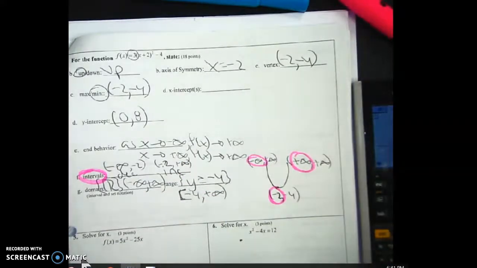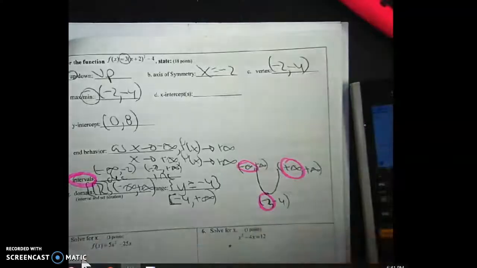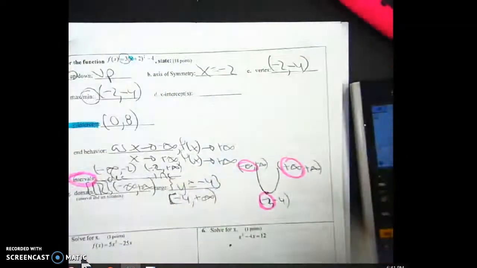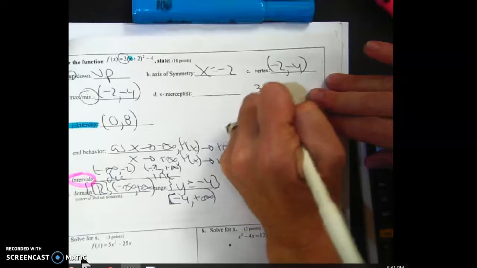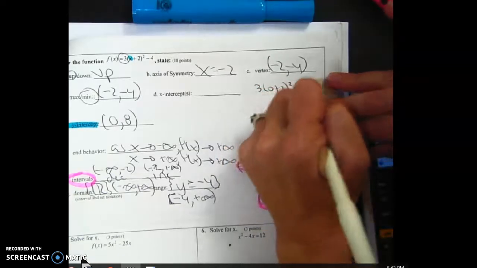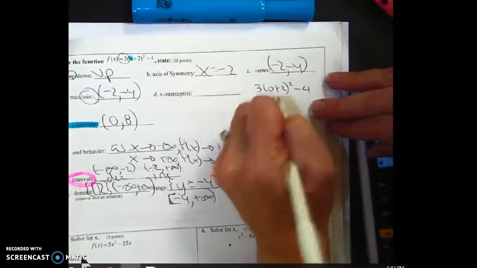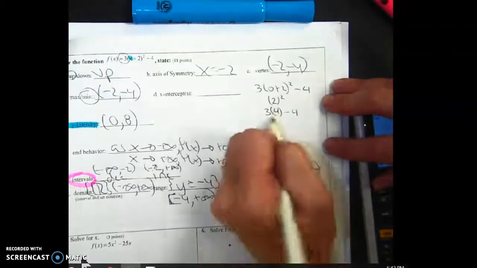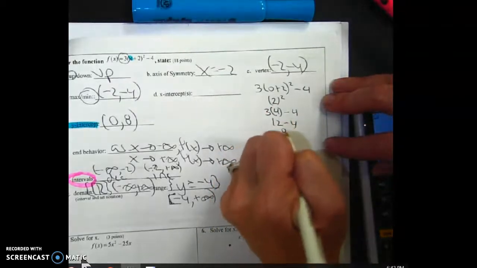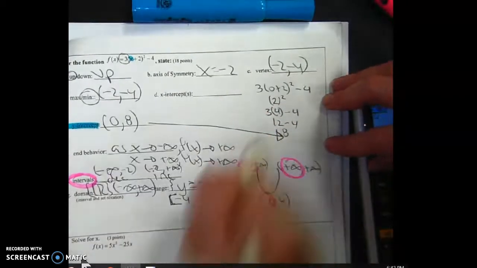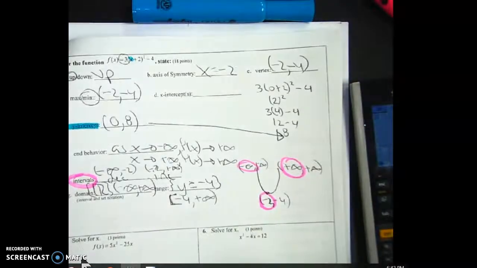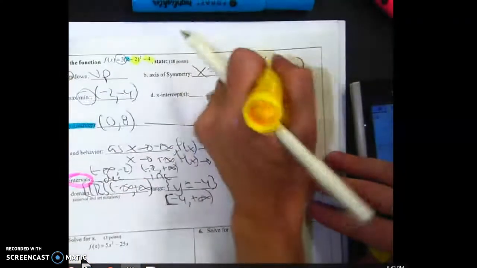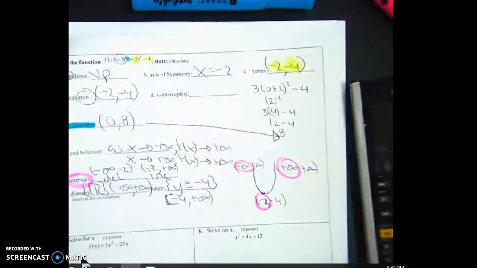All right, let me show some work. The y-intercept, I can't just do that in my head, so I'm going to show some work by plugging in a 0 there. So I'm going to go 3 times (0 plus 2) squared minus 4. 0 plus 2 is 2 squared, which is 4 times 3 minus 4. 3 times 4 is 12, minus 4 is 8. Now I have shown that I actually got the 8 legitimately. I bet you would agree the vertex. There's my work for that one.